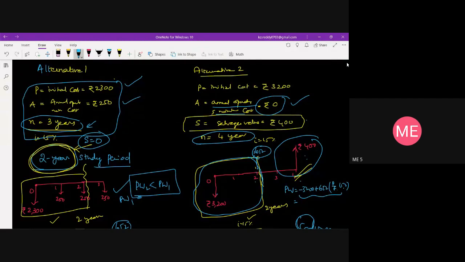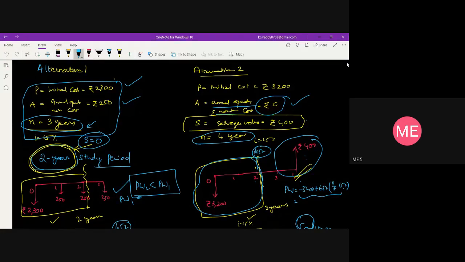The first one is without considering the salvage value for both assets. The second one is by considering the salvage value for asset 2. Asset 1 has no salvage value, so no need to consider it, but asset 2 has a salvage value, so we need to consider it. In the first case, asset 1 is preferable because it shows the lowest present worth. That is because it is a cost dominated cash flow diagram, so we take the lesser value. That is 2707, which is lesser than 3200.